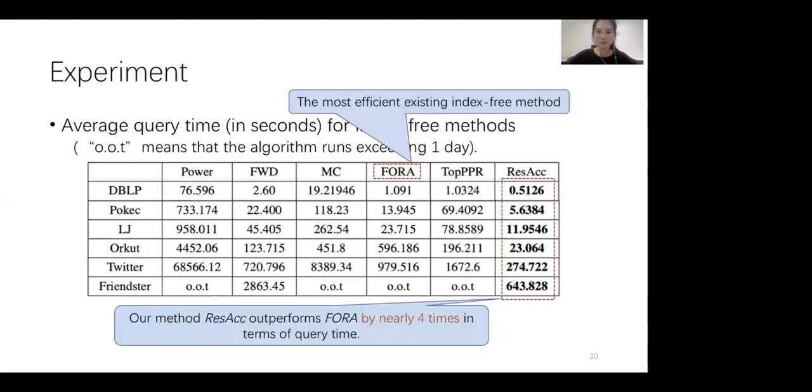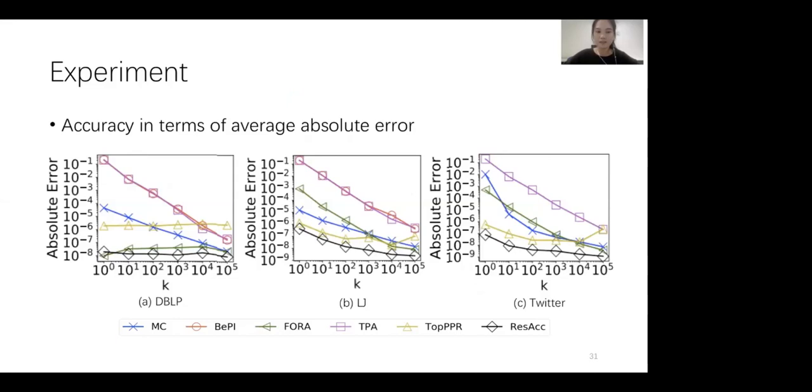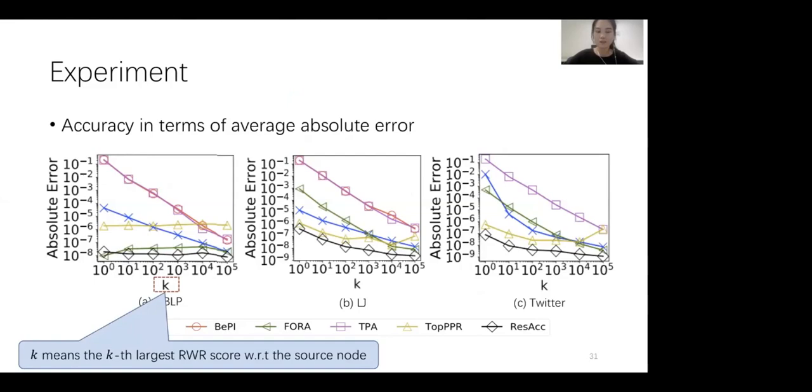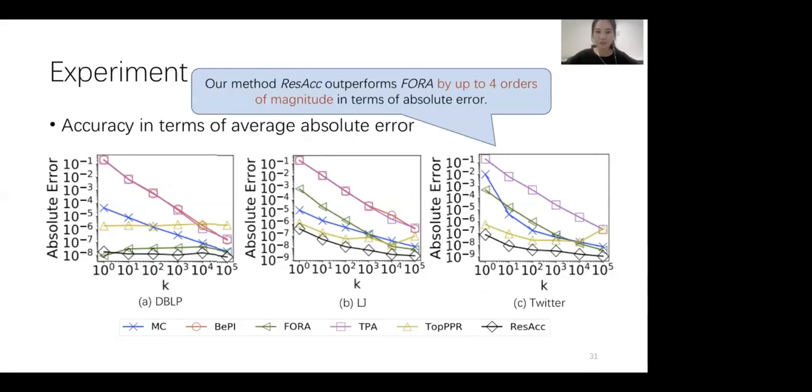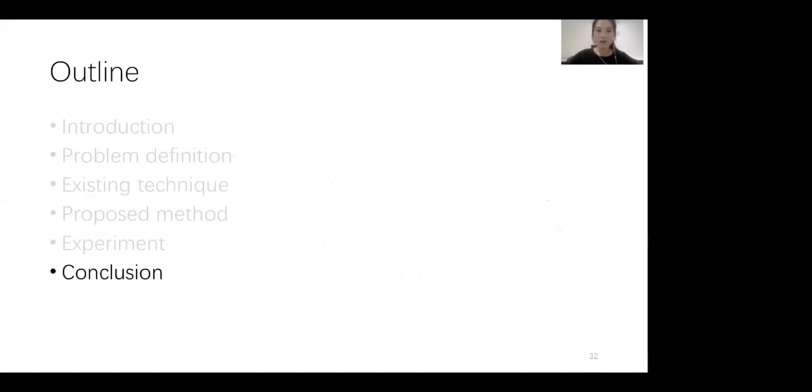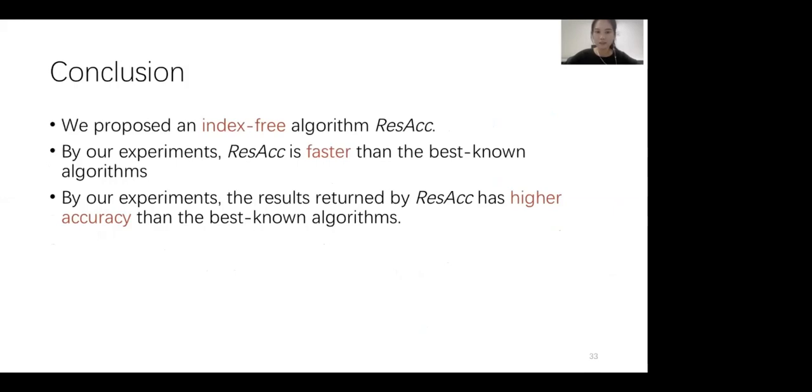And here we show the accuracies. The x-axis k means the k-th largest RWR score with respect to the source node, and the y-axis is the absolute error. The result of our method is highlighted in black. We can see that our method can achieve higher accuracy than the baselines by up to 4 orders of magnitude in all datasets. Our conclusion is that we propose an index-free algorithm. It is faster than the baseline algorithms, and the result has higher accuracy than the baseline algorithms.